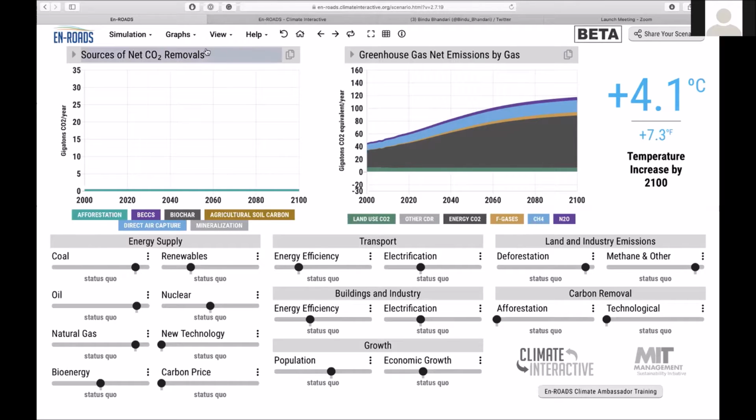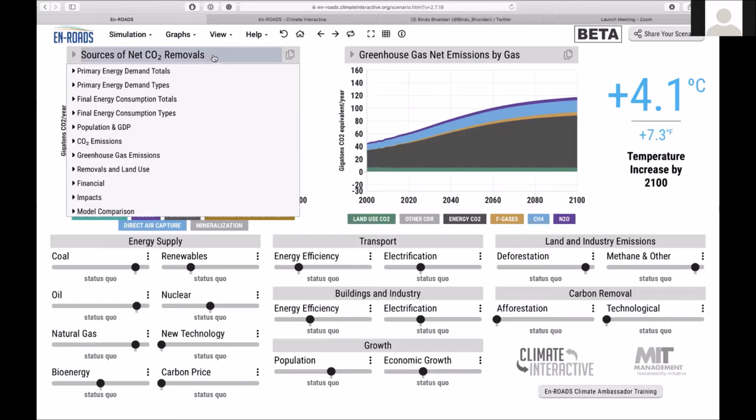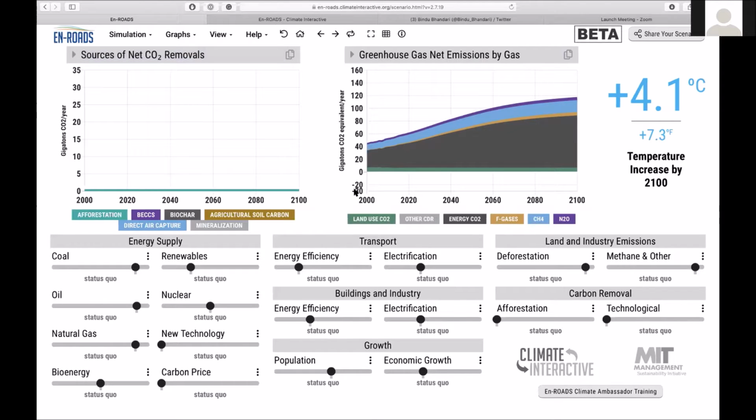For example, if you click the title of the graph here, you can see a lot of different options and go through them. But for the purpose of today's discussion, I thought these two graphs would be most useful. Before I dive right into the carbon dioxide removal options, there are 18 total policy sliders in this simulator, and you can just stick with this basic interface and move the sliders.